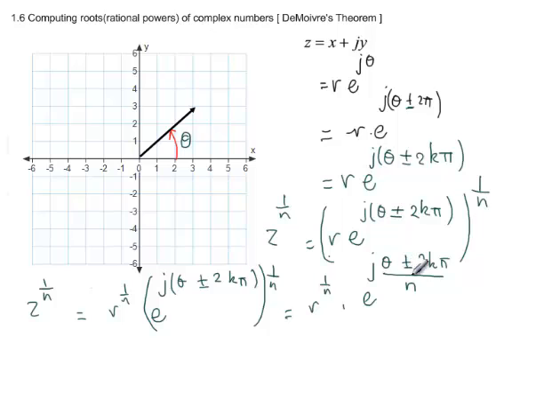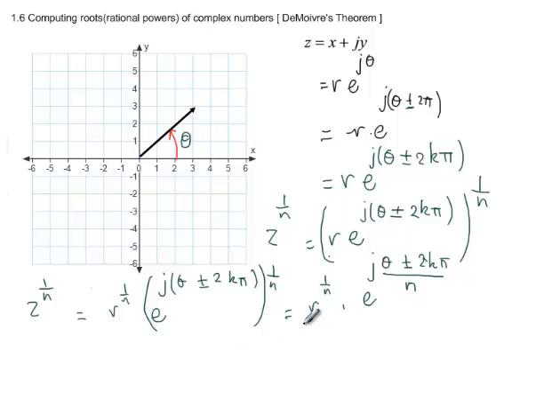Now, check. These are no longer going to be multiples of 2 pi. If I divide here, what I'm going to be adding here is not going to give me the same number. For example, if k is 0, I'm going to have the first angle divided by n. So if it was 60 and this n is 2, the new angle will be 30. It's not the same number which you started with. If I take k as 1, I'll have 2 pi added to the angle, divided by this root. It will be a different angle.